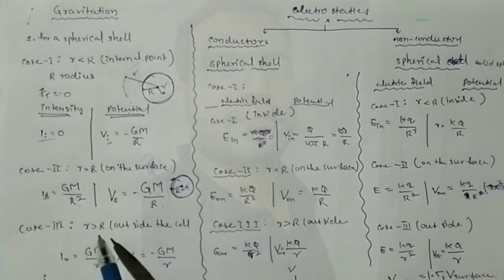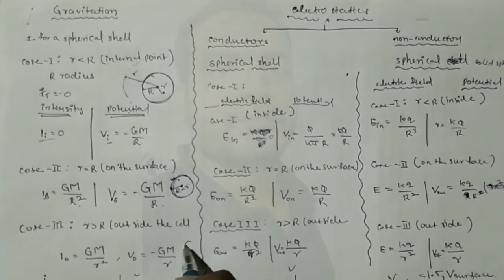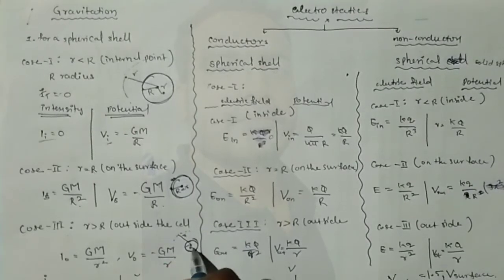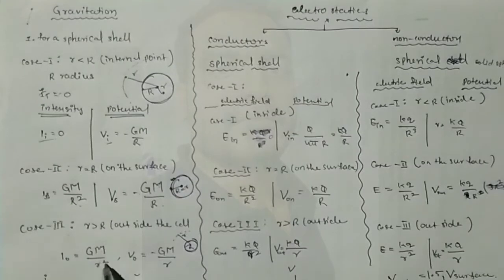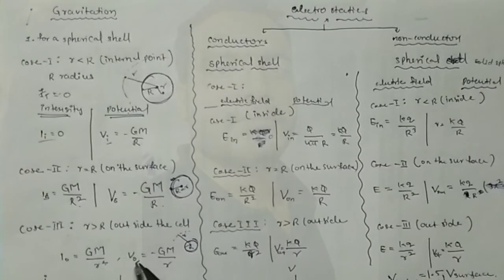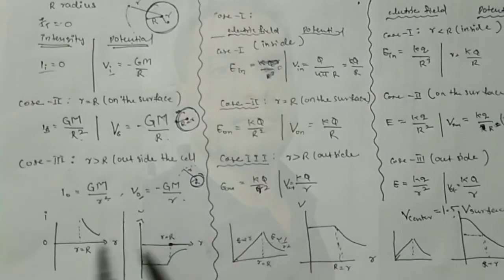Third case, outside the shell. We take an outside point. This is small r, this is capital R. Right? Then formulas. Outside intensity is capital G M by R square. Outside potential V outside is equal to minus G M by R.